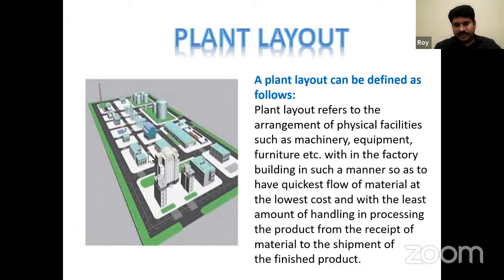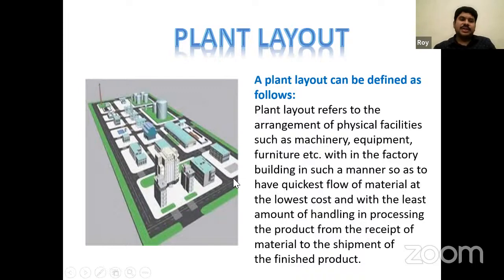Plant layout is the arrangement of the facilities, machinery, equipment, and furniture in the plant within the factory building, in order to have the quickest flow of material at the lowest cost with the least amount of handling. Handling means moving the material. If men handle the material, you need to pay the men. If a machine handles the material, you need to pay for the machine as well as the man, but in many cases the machine can handle the material. It covers processing the product from the receipt of material to the shipment of the finished product.